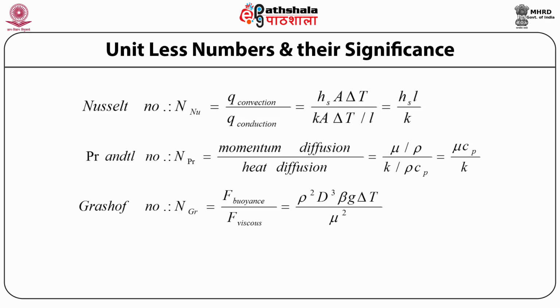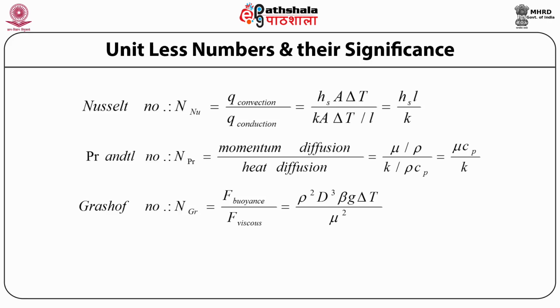Grashof number NGR is equal to F buoyancy divided by F viscous, which is equal to rho square into d cube beta g into del T divided by mu square. These are the primary numbers which are used to calculate heat transfer.